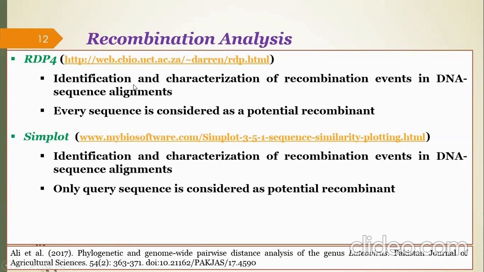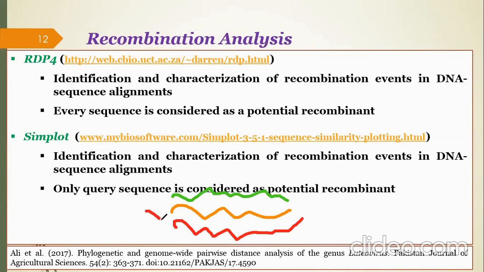So what's the difference between this and this? Here, what we will do is identify one of the different sequences. हमारे पास different sequences होंगे, and we can detect and pinpoint one of the sequences as a potential recombinant. We will ask the software that this sequence is a potential recombinant.